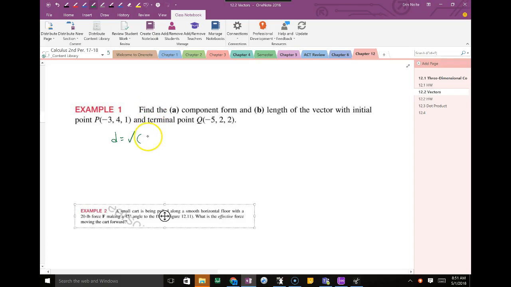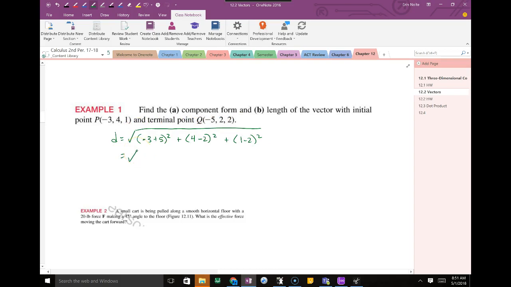Okay, so P minus Q is what I heard first. So -3 plus 5, right? Minus a negative. And then what's next? 4 minus 2. And then what's last? And 1 minus 2 squared. Thank you. There he is.